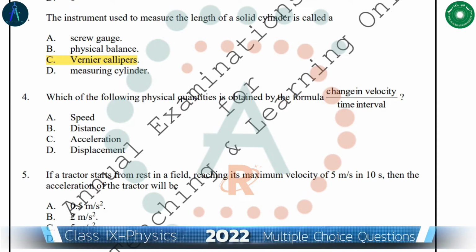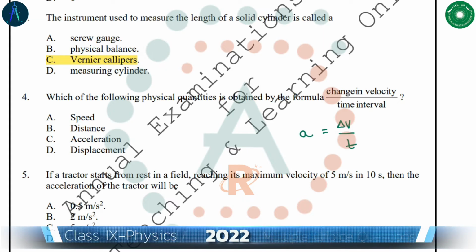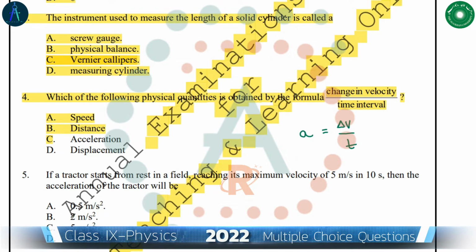Let's see question number 4. Which of the following physical quantities is obtained by this given formula? The formula is change in velocity with respect to time. So this definition, the rate of change of velocity, is equal to acceleration. So the correct answer for question number 4 is option C.